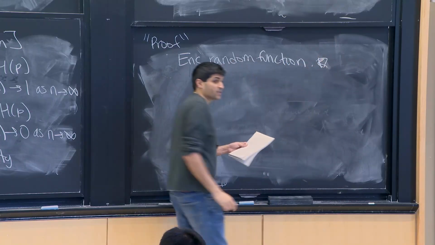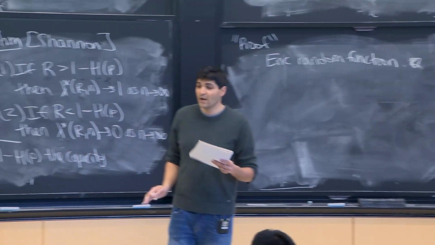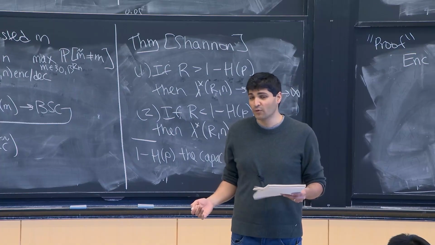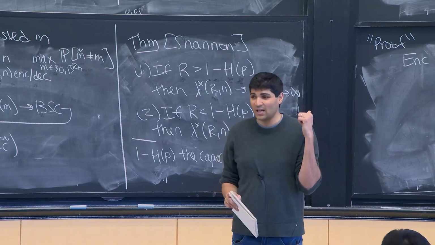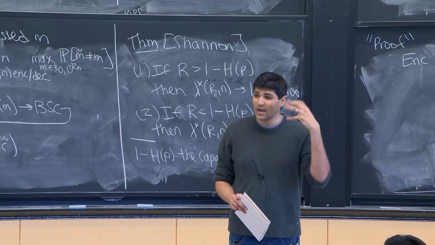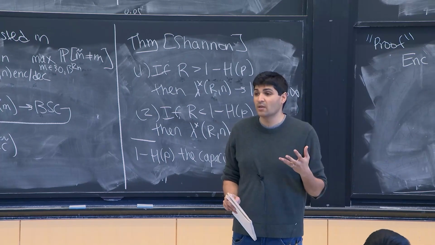And that's it. That's the proof. The entire rest of today's lecture will be removing the quotes around this proof, because in order to actually analyze what happens when we choose encoding to be a random function, we're going to have to get into a lot of tools from the probabilistic method.